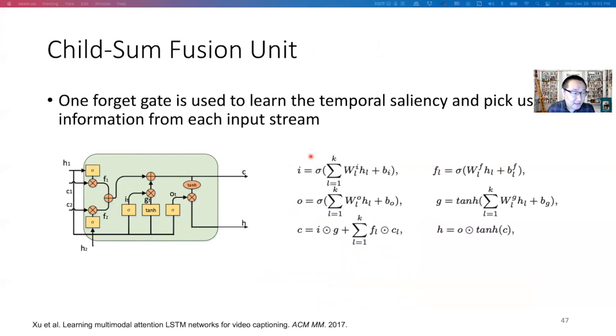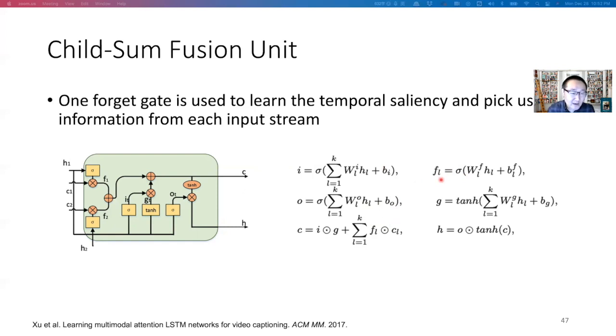Besides the attention method, this paper proposed a new temporal model, which is a multimodal fusion temporal model. Actually, it's pretty similar to the LSTM. It has the input state, forget state, and output state. Unlike the vanilla LSTM, we can see that it will have multiple forget states. For example, if we have audio and visual modality, we have two forget states, F1 and F2.